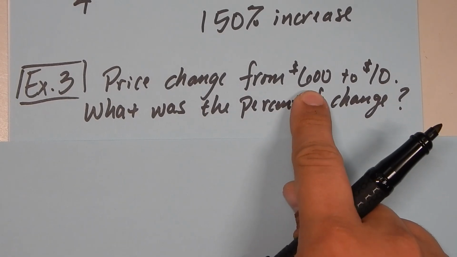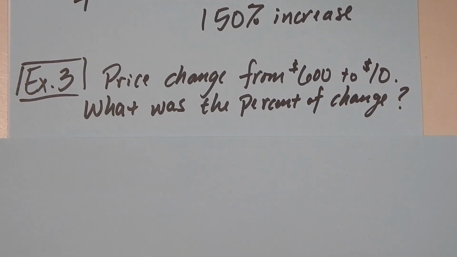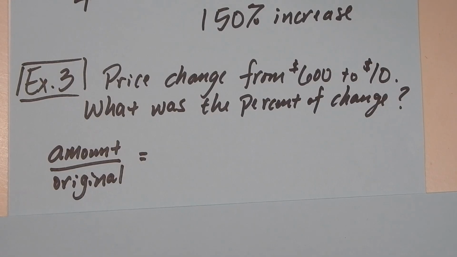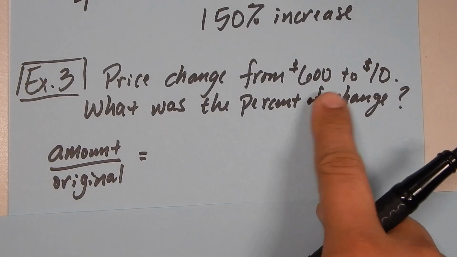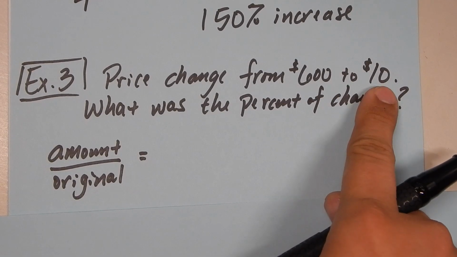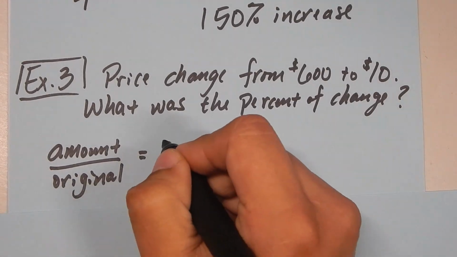So we have a price change from $600 to $10. This is a percent of decrease. So we have to find the amount of change and divide it by the original amount. Well, the amount of change is just 600 minus 10, right? So that's 590.